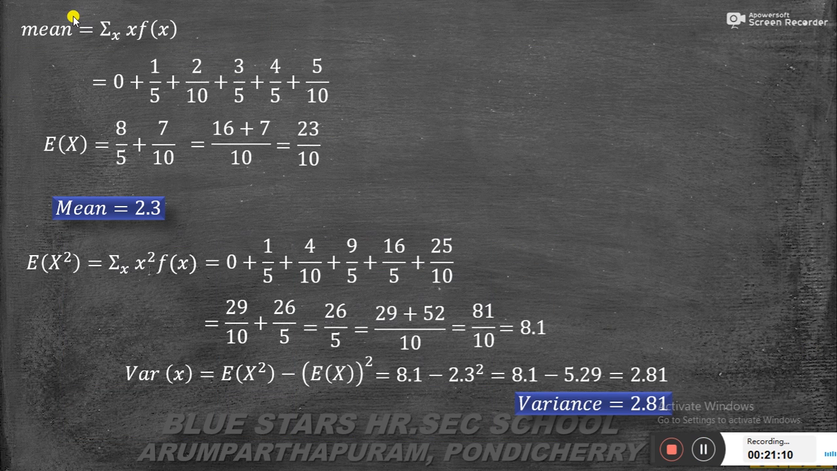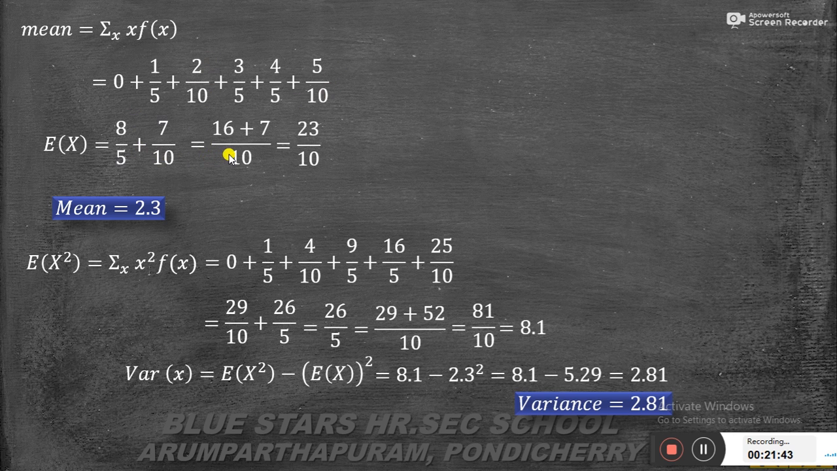So you see here, now we find the mean. The mean equals expectation of x, and the formula is summation x f of x. We already calculated x f of x in the table, so we add all the rows. So 0 plus 1 by 5 plus 2 by 10 plus 3 by 5 plus 4 by 5 plus 5 by 10. I add all the values. Adding 1 by 5, 3 by 5, 4 by 5, the answer is 8 by 5, plus 2 by 10 plus 5 by 10, which is 7 by 10.